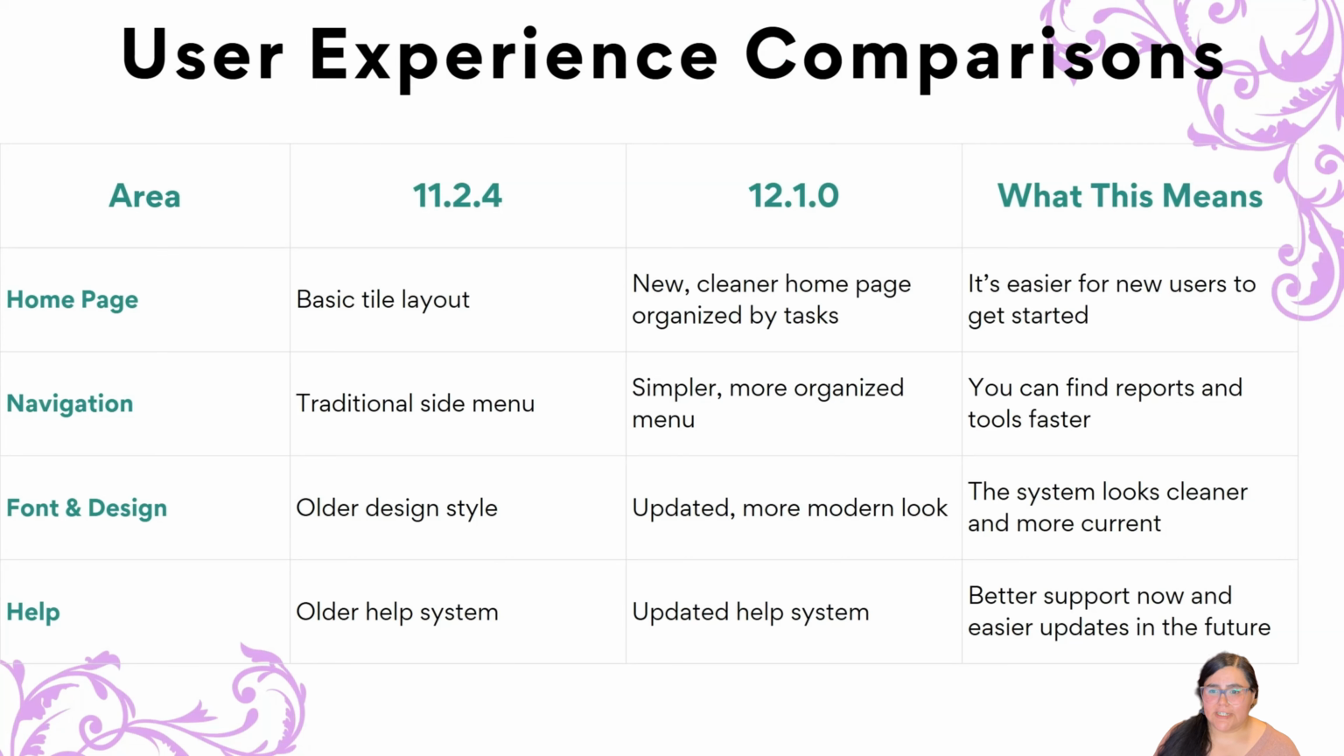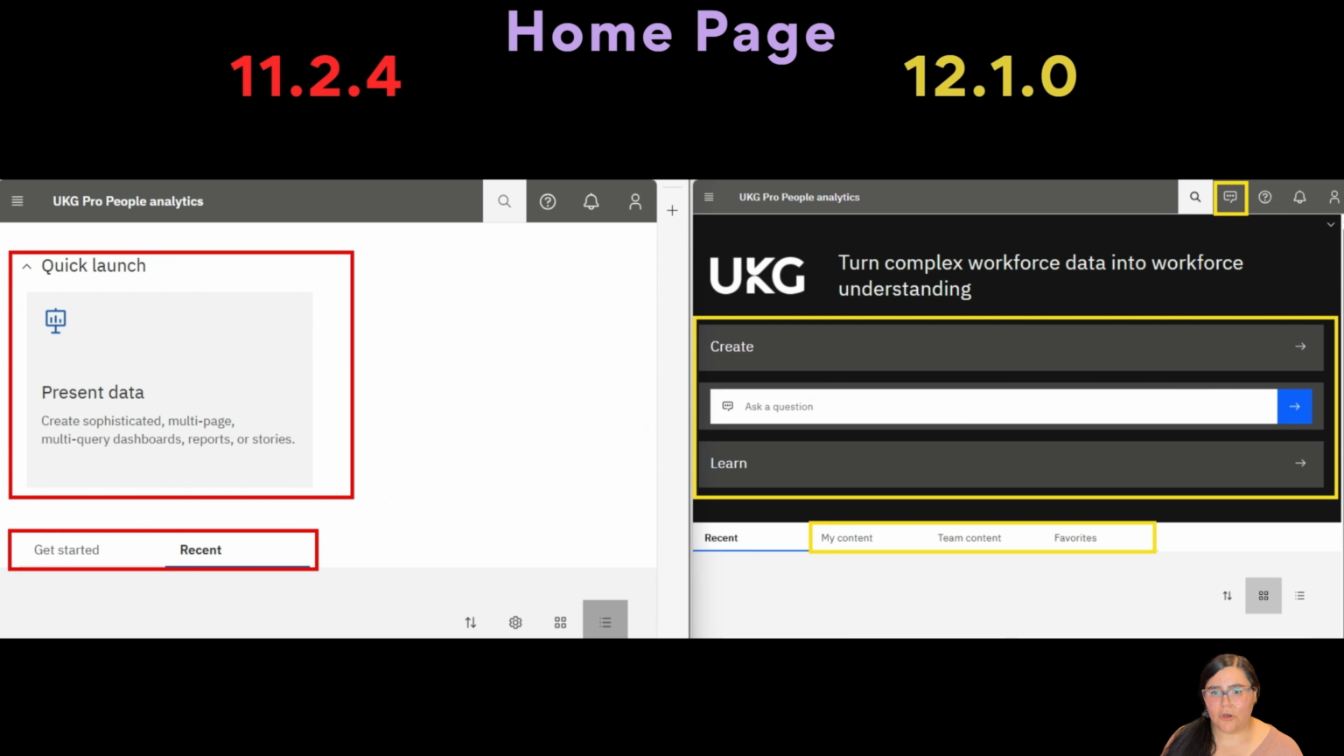The user experience, now this is a high level, and I'll go into some screenshots side by side to give you a little bit more visuals. But the homepage, navigation, font design, and help, they all got a facelift, essentially. So this is what the homepage will look like in the 11.2.4 version versus the 12.1.0 version. Automatically, something stands out to me. I can ask a question. What is that, right? Now, I tested this out in our test environment.